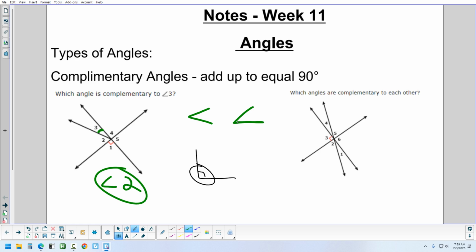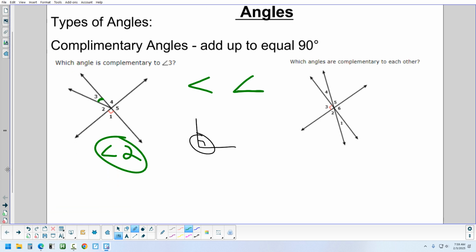Which angles are complementary to each other? Okay, so now they don't just want you to name a single angle, they want you to give me a pair. So does anybody see two angles that if you added them together, it looks like they would be 90 degrees? Might be a couple pairs. Yep. 4 and 5. Yep, I would say angles 4 and 5. Looks like if you put those two together, they'd be complementary.